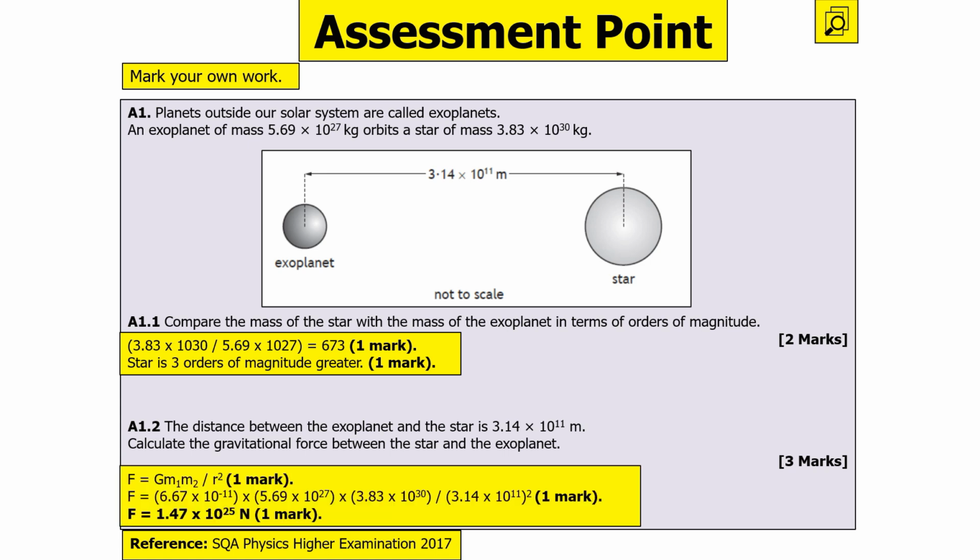We can then use our equation for Newton's law of gravitational attraction to put in all the values. Remember, it's r squared, so we get F is equal to 1.47 times 10 to the 25 newtons.